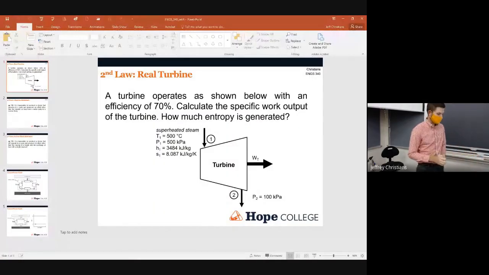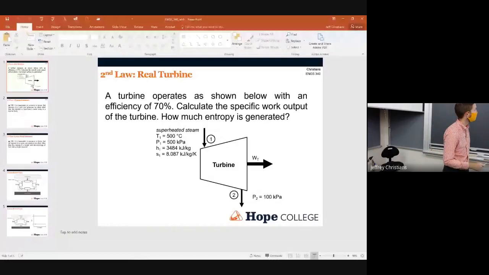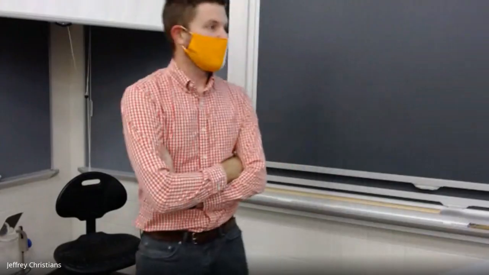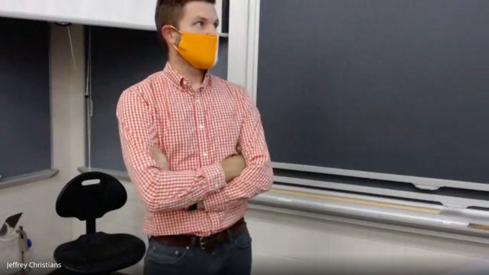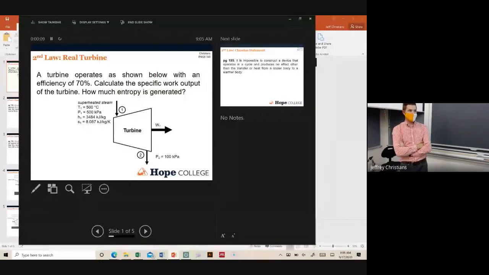Okay, so there we go. If you remember what we were talking about at the end of last class, and what you've hopefully seen a little bit in the homework or will see very soon, it's this type of efficiency that we call isentropic efficiency.